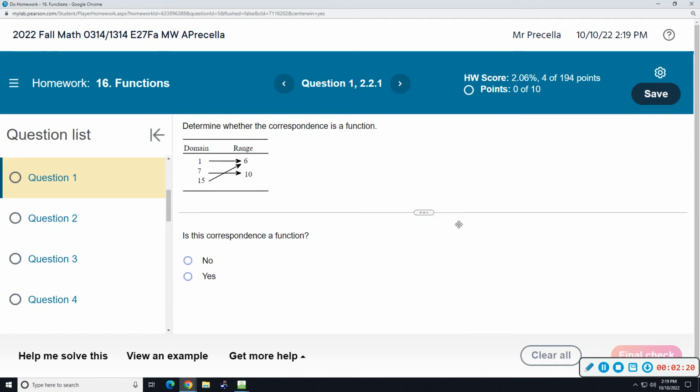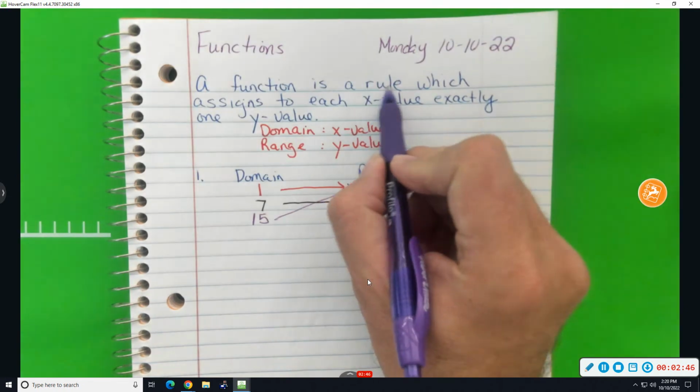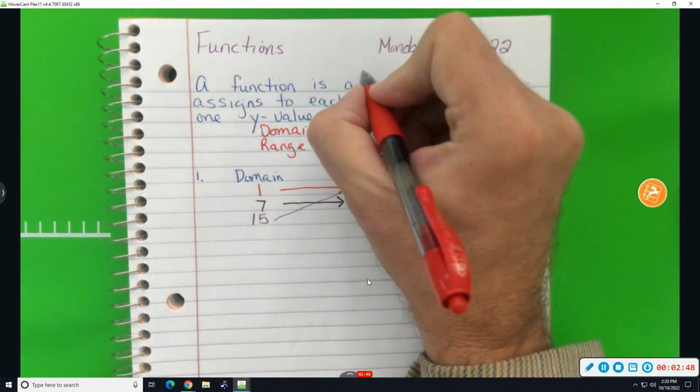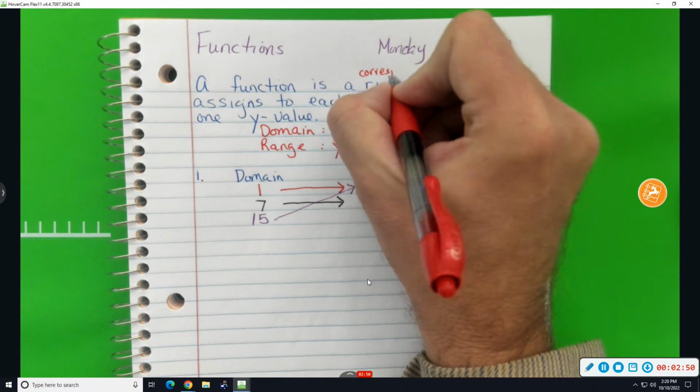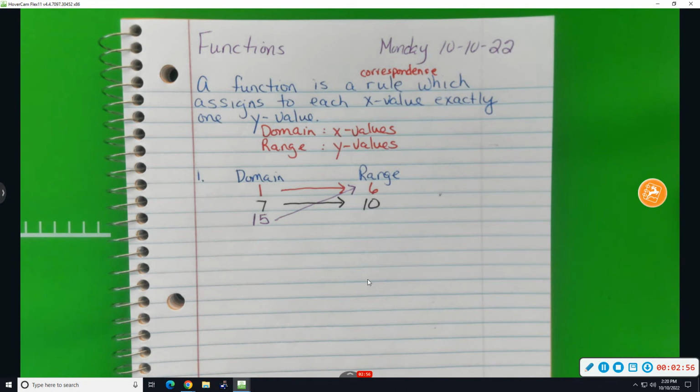And the number 15, that's an x value. It's being assigned what y value? 6. And the question is, determine whether the, they say correspondence is a function. They're using the word correspondence the way I would use rule. So in place of the word rule, if you wanted to write correspondence, or I think another word they'll use is relation.